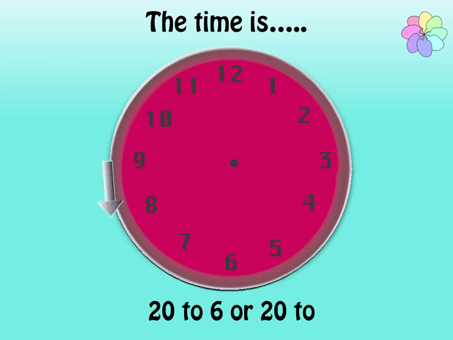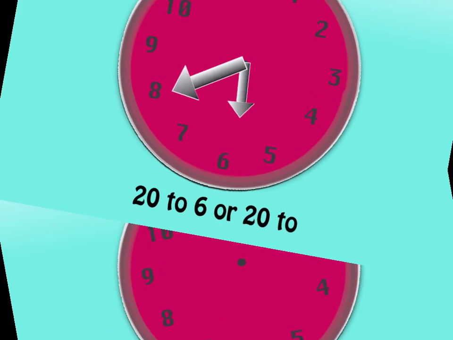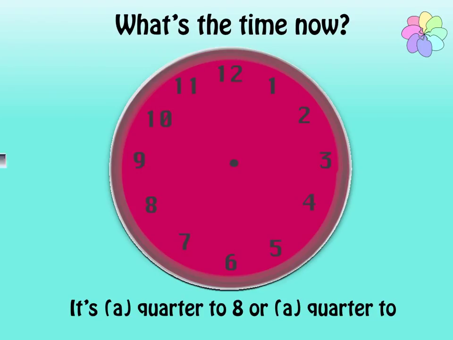The time is now 20 to 6, or 20 to. What's the time now? It's a quarter to 8, or a quarter to. You can use a or not, so you can also say it's quarter to 8, or quarter to.